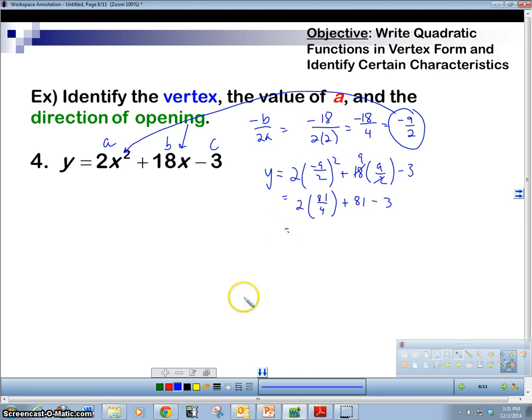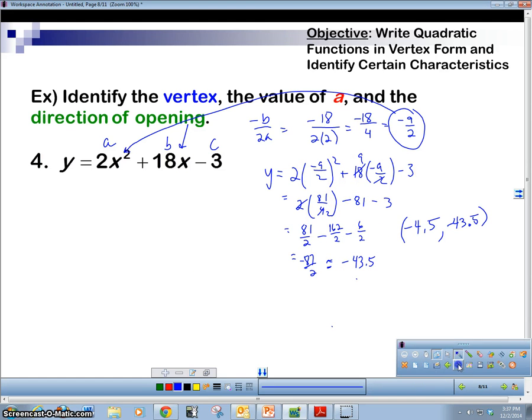Okay, I'm going to do this real quick in my calculator. Okay. All right, here we are. So I got negative 4.5 and negative 43.5. Just a note here, I forgot to put a negative 9 halves here, so make sure you fix that. You know, hopefully we don't have too many of these that have big fractions, and if we do, we'd probably use a calculator. So let's take a look at a few more here.